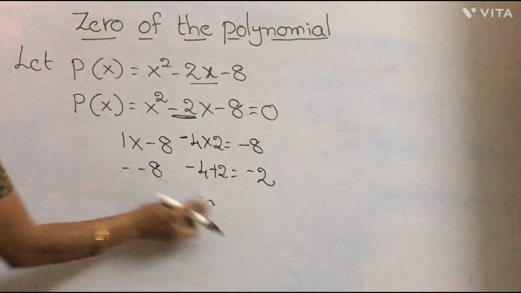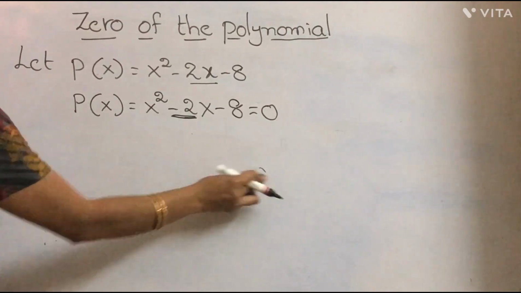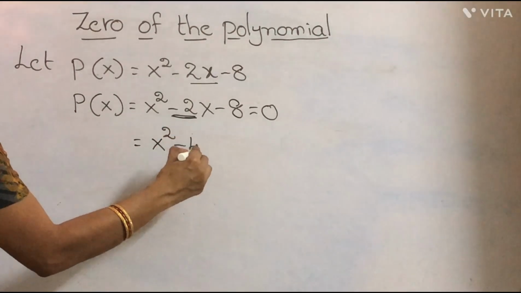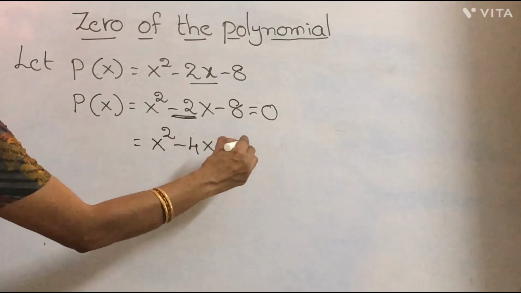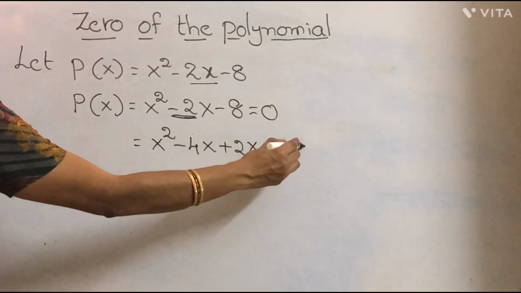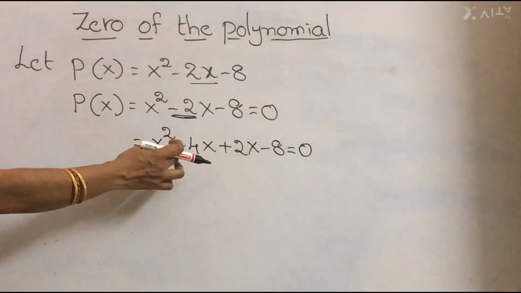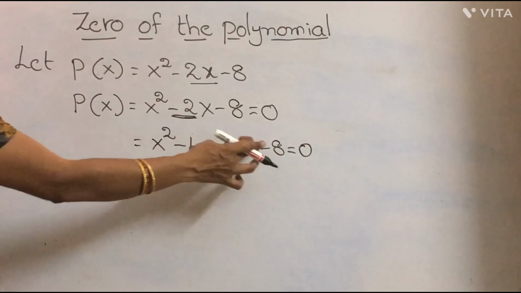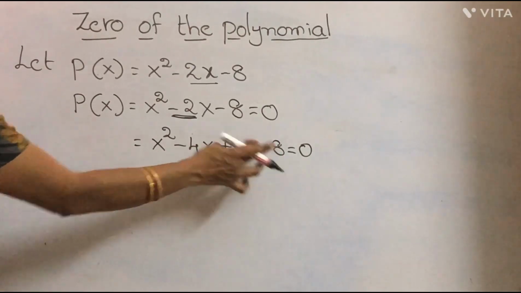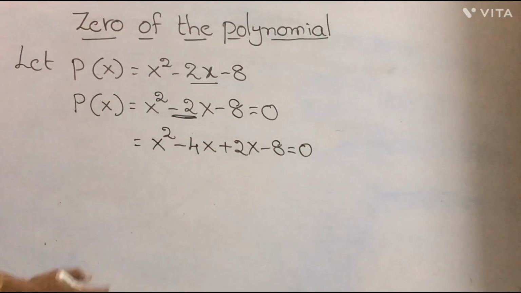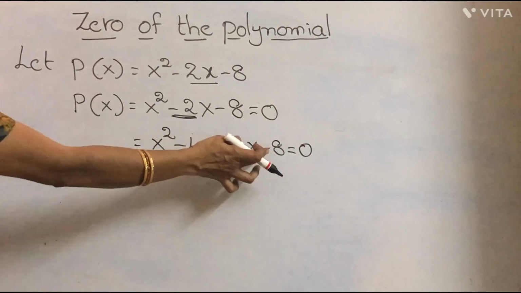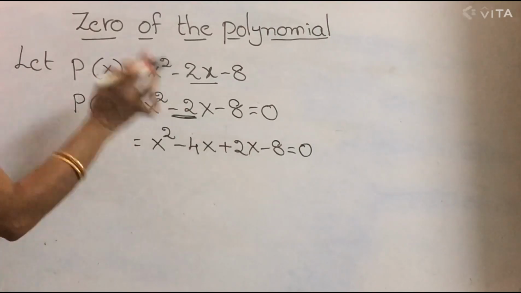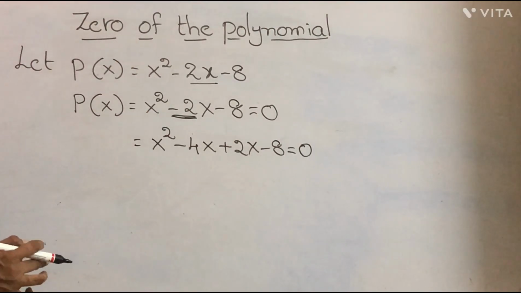Next here split the middle term with these, that is x square minus 4x plus 2x minus 8 is equal to 0. Now you check whether your answer is correct or not. Minus into plus, minus 4 2s are 8, 4 minus 2 is 2. Once again, minus into plus, minus 4 2s are 8, minus 4 plus 2 is minus 2. In this way you have to check.